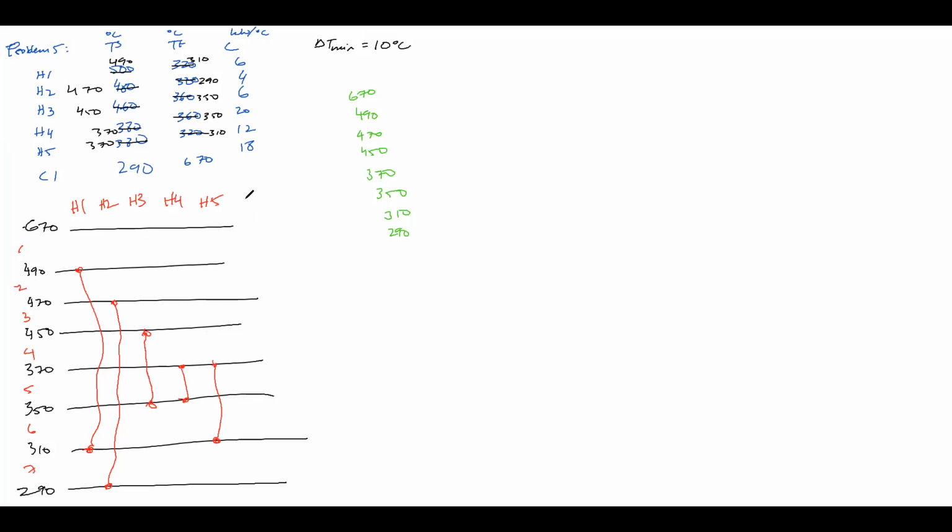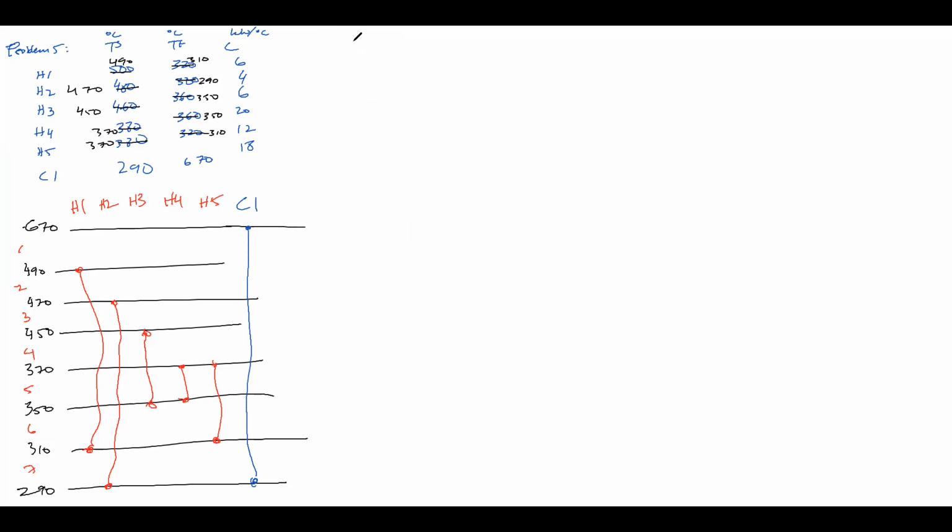And then finally C1, which goes from 670 to 290. This covers the entire range. Good, so I have everything. Now let's try to translate this into an interval table right here. So let's write the interval table.